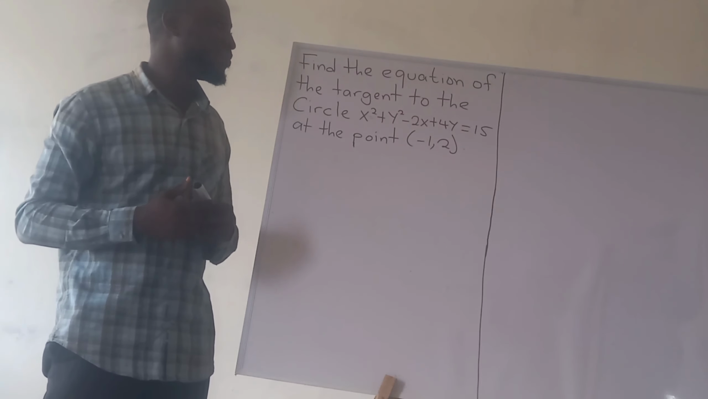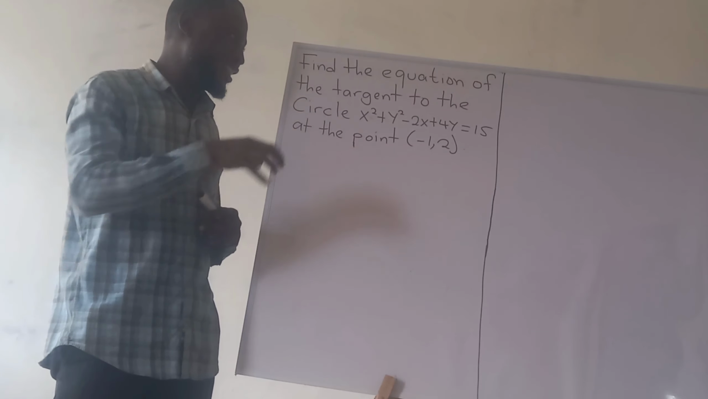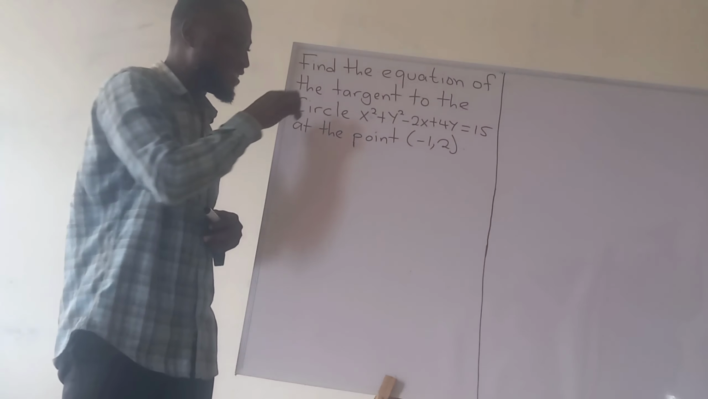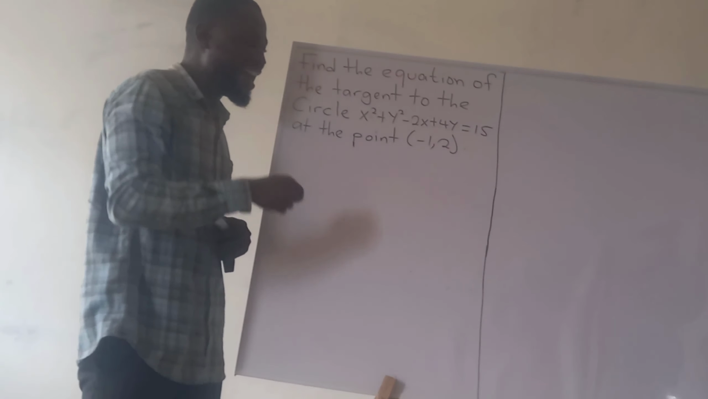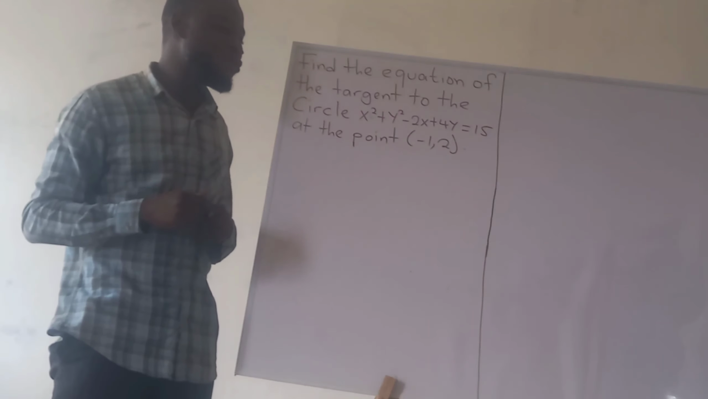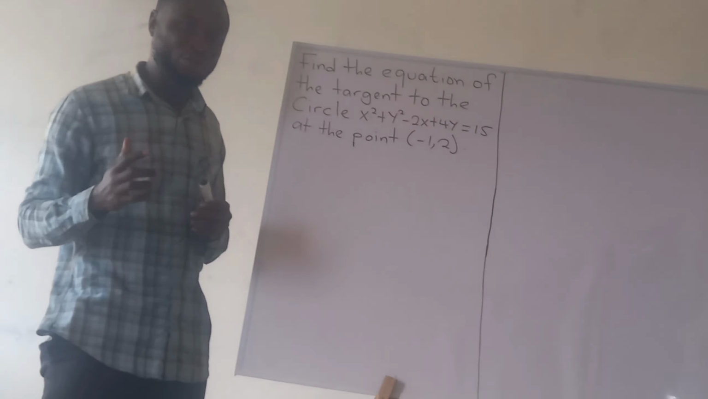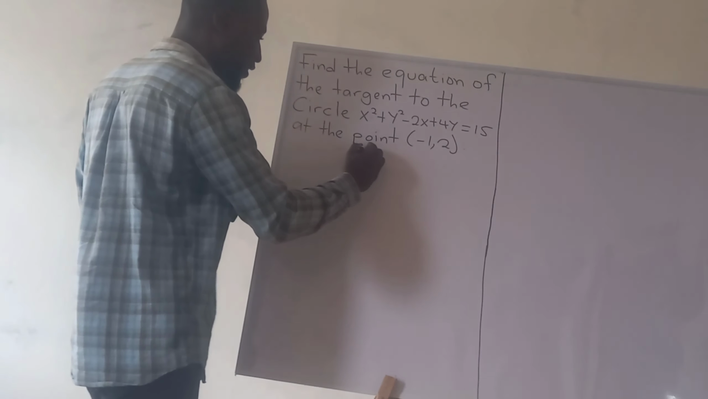Let's solve this question. We are told to find the equation of the tangent to the circle in this form of equation and the point -1, 2. So what are you going to do? Join me. Let's do this. So solution.